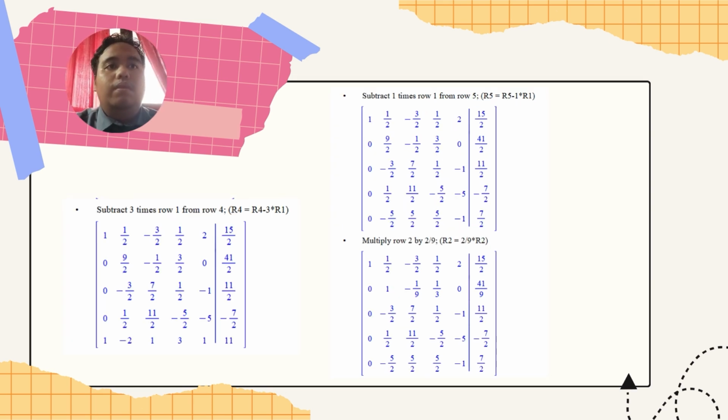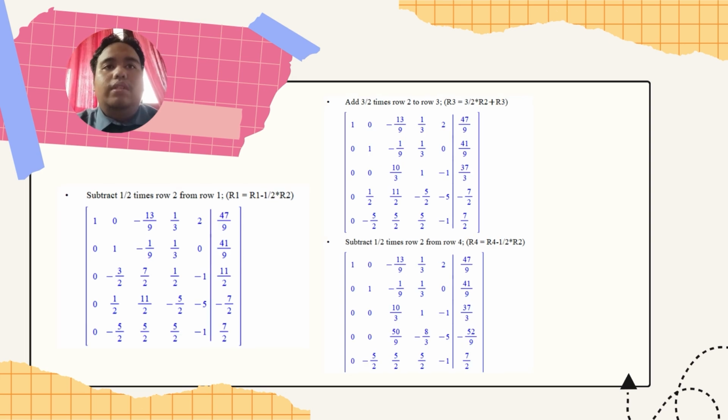Continuing with our first column, we apply similar elimination steps to make the remaining elements below the leading one equal to 0. Here, we subtract 3 times row 1 from row 4 and then subtract 1 times row 1 from row 5. Now that our first column is complete with a leading one and all other zeros, our attention shifts to the second column. Our next goal is to establish a leading one in the second column position. We will accomplish this by multiplying row 2 by 2 over 9.